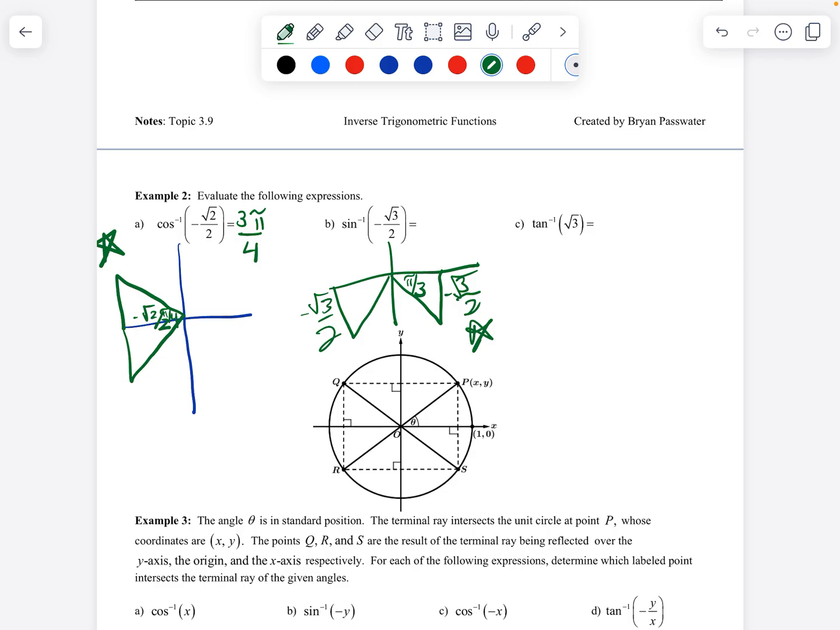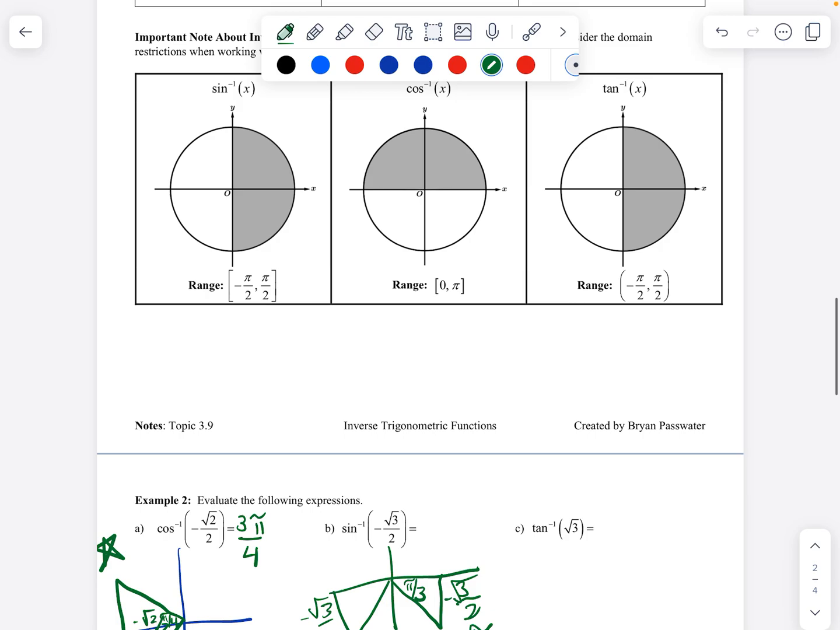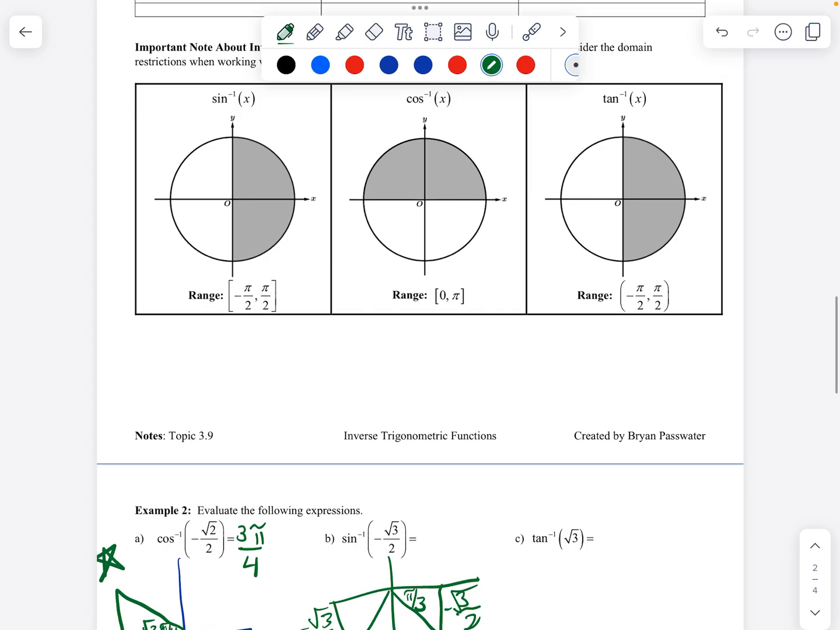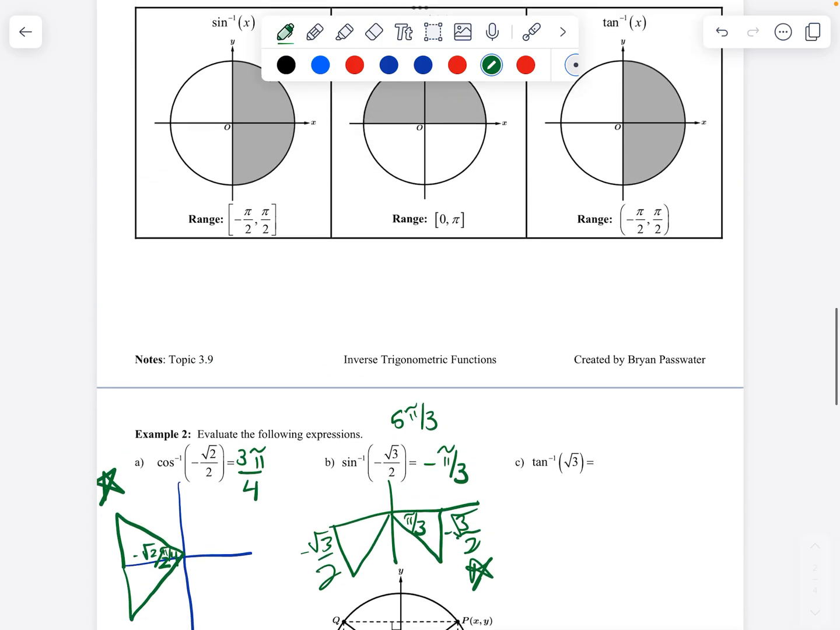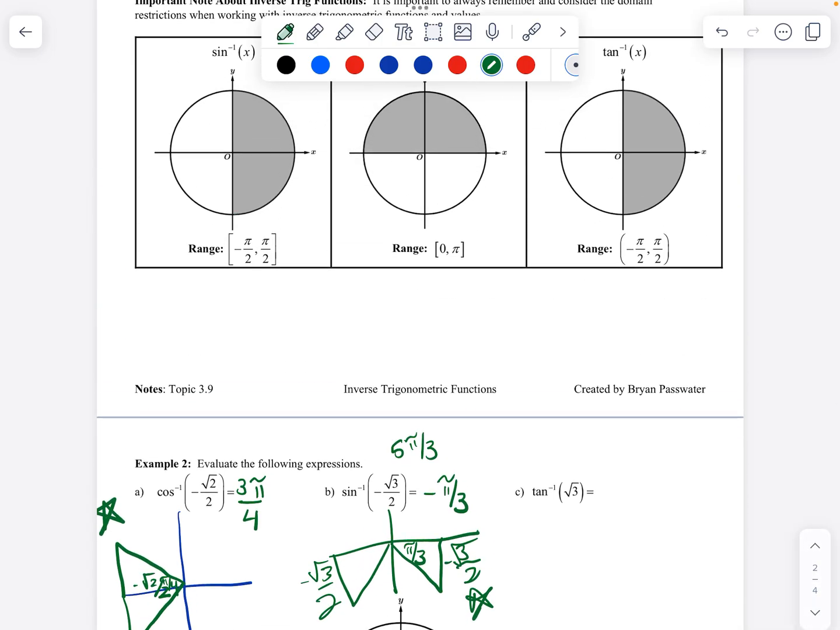So in this actual quadrant, and you will notice it says between negative pi over 2 and pi over 2. So we can just say that this is negative pi over 3. Some of you might recognize that this is actually 5 pi over 3. But our domain restriction just says between negative pi over 2 and pi over 2.